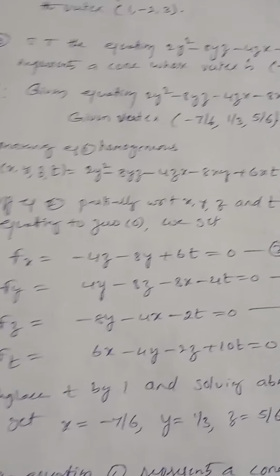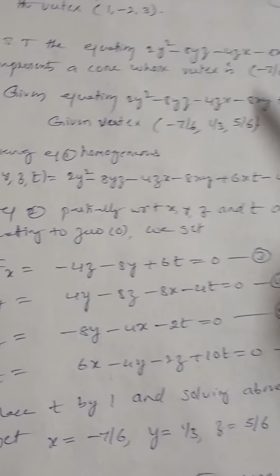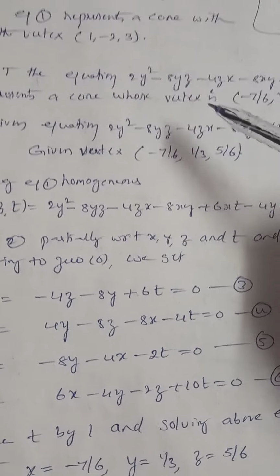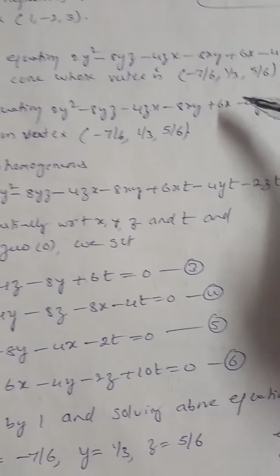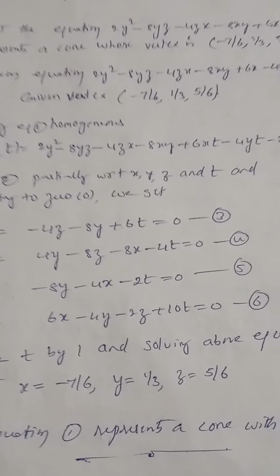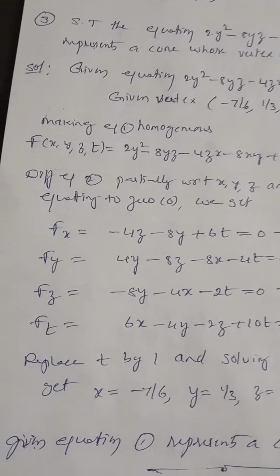Similarly, the third one is also: show that the second degree equation given to you represents a cone whose vertex is minus 7 by 6, 1 by 3, 5 by 6, right? Same procedure.